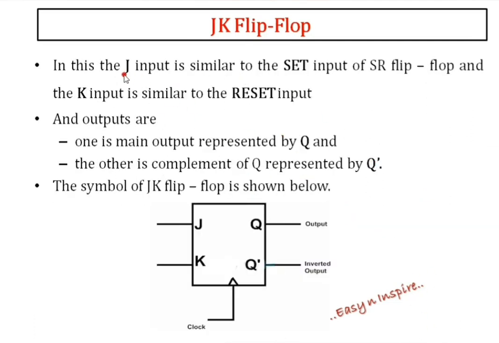In this JK flip-flop, the J input is similar to the set input of the SR flip-flop and K is similar to the reset of the SR flip-flop. It has two inputs, two outputs, Q and Q bar, and one clock pulse. We know that if a clock is there, it is called a flip-flop. Without a clock it is called a latch.